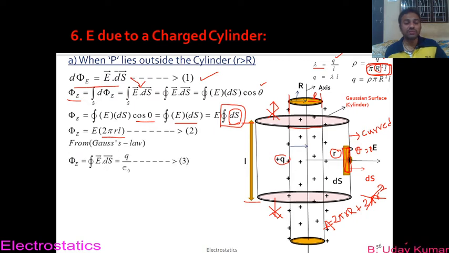Now, from Gauss law, the total electric flux is nothing but the integral of E · ds, which is equal to 1 by ε₀ times the charge enclosed by it.